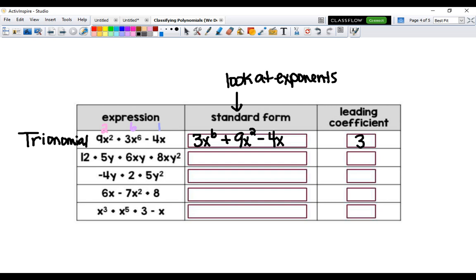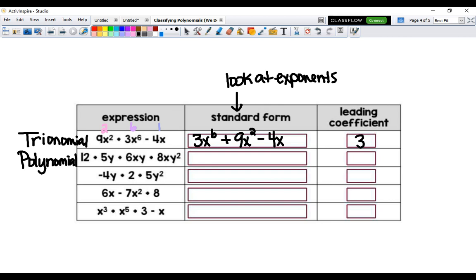12 plus 5y plus 6xy plus xy squared. We hadn't talked about this term, but we talked about monomial being 1 term, binomial being 2 terms, trinomial being 3 terms. Anything more than that, they automatically classify it as a polynomial, because poly means many. So after they get from trinomial, anything above that, they just call it a polynomial.